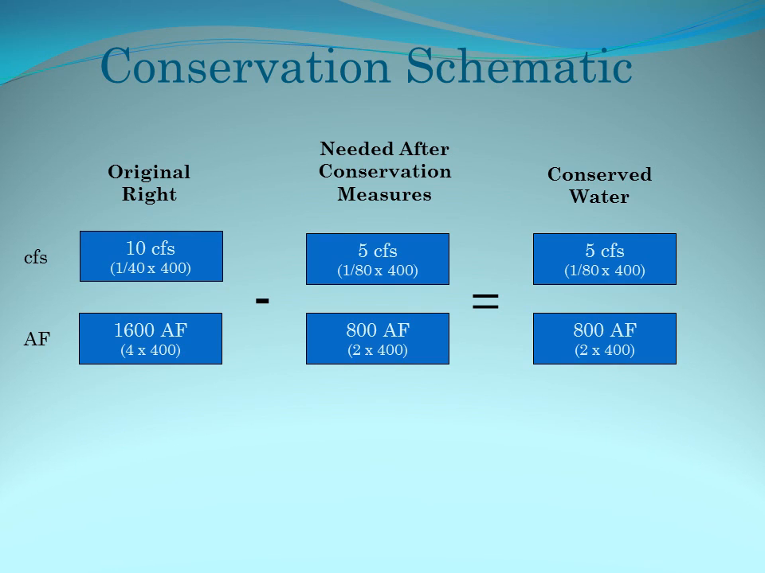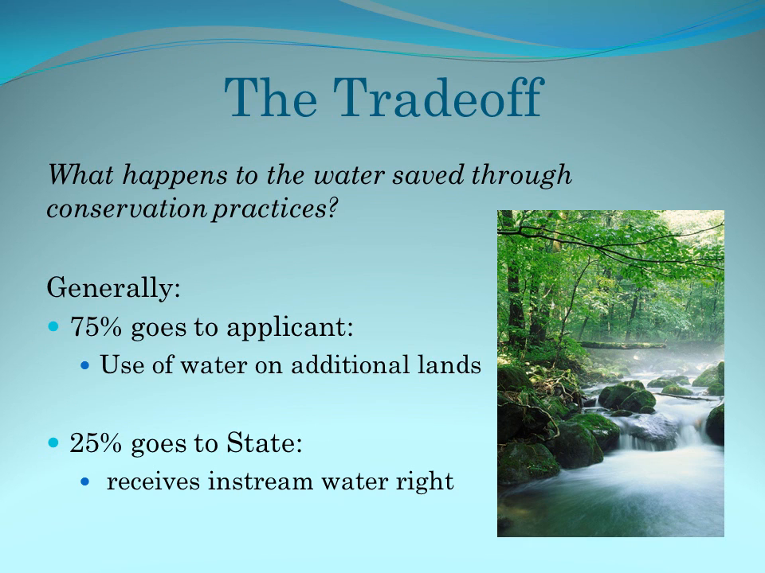This shows how the calculation works. So you have your original 10 CFS less the 5 CFS needed for irrigating the same lands with the new drip irrigation system, and that equals the 5 CFS of conserved water. So what happens to this water saved through the conservation measures? Generally, 75% goes to the applicant for use on additional lands, and 25% goes to the state for an in-stream water right. There are some variables in the percentage calculation that will be discussed shortly.